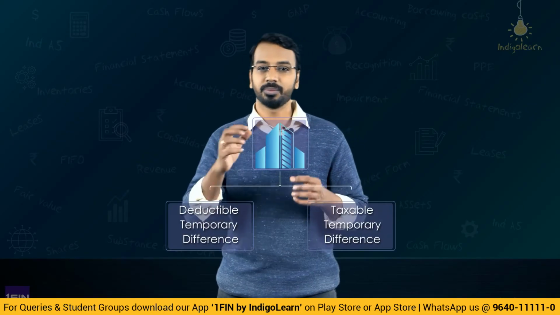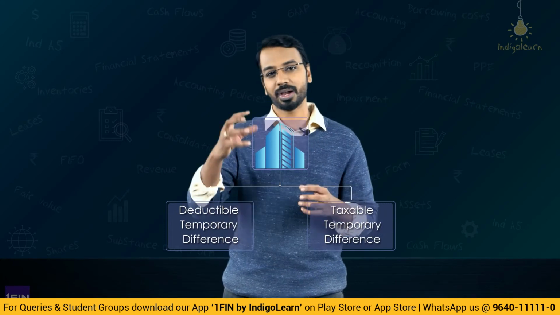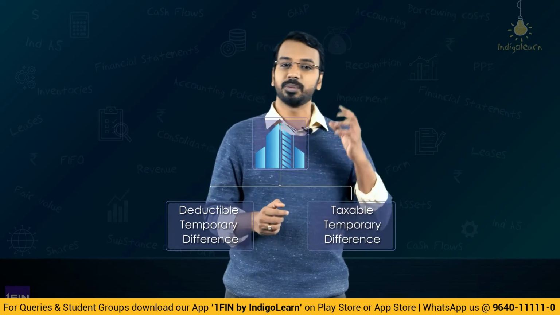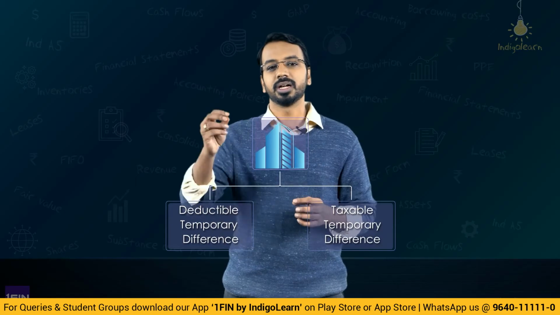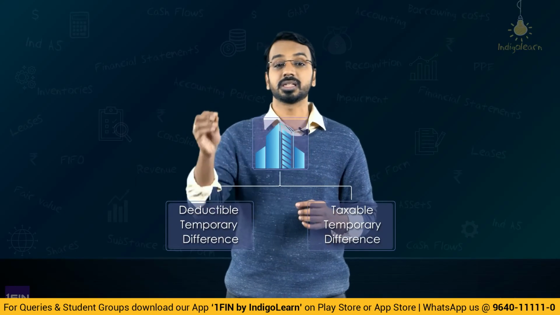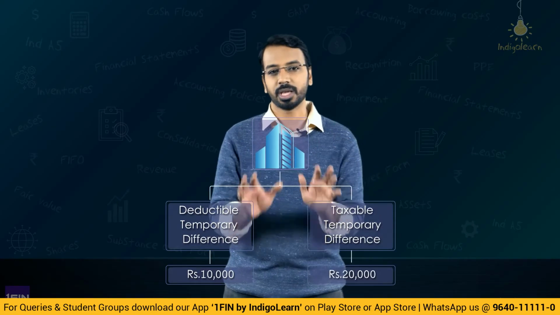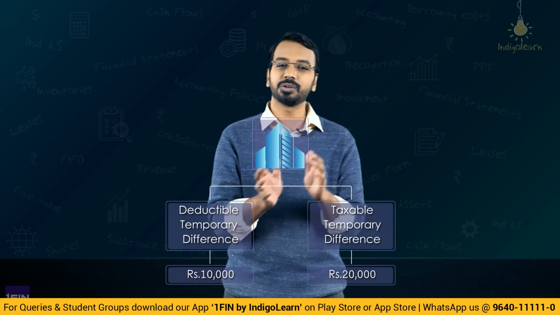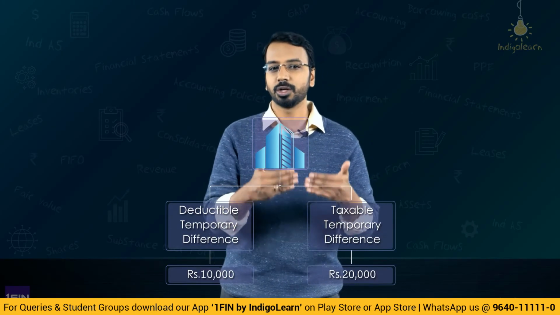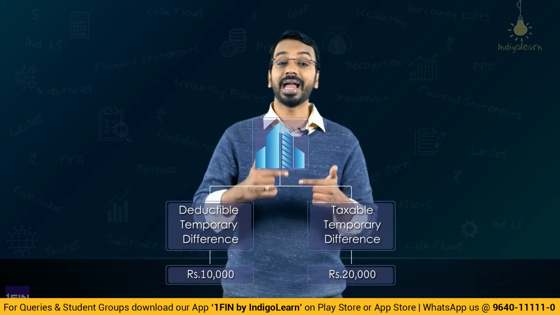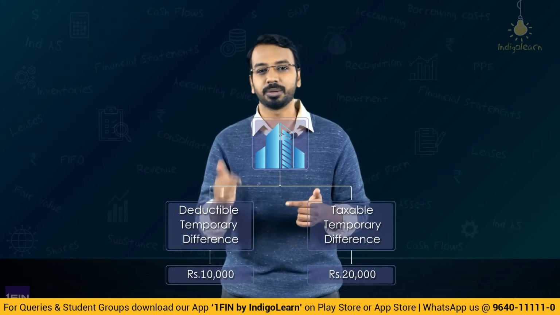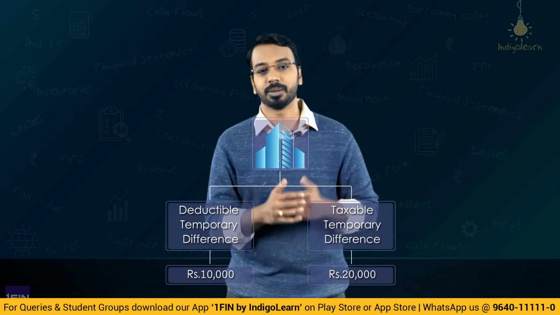That is one thing. The second thing the standard also talks about is that you may have a deductible temporary difference and you may also have a taxable temporary difference. Say, for example, the deductible temporary difference is 10,000, the taxable temporary difference is 20,000, and these are expected to reverse in the future. So what you can do is evaluate the pattern of reversal of the deductible temporary difference and the taxable temporary difference.